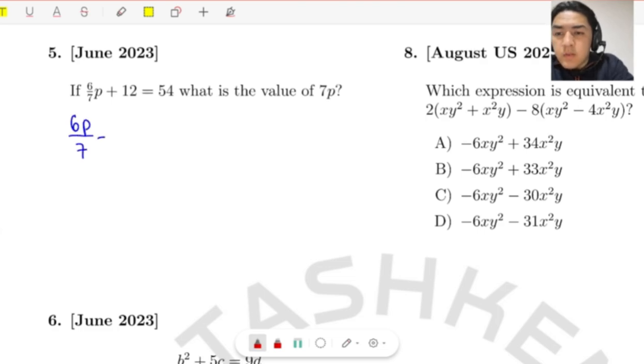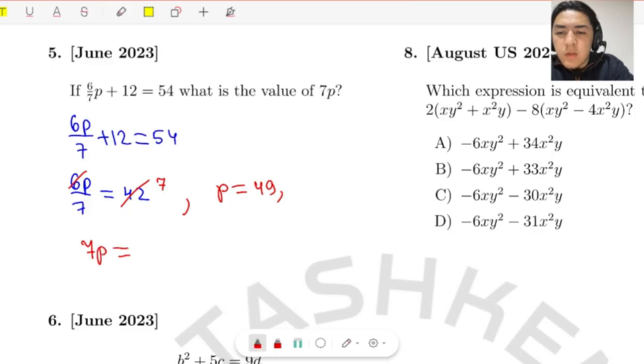6p over 7 plus 12 is 54. Let's find p, guys. 6p over 7 is 42. And I can cancel 42 with this, and I'll be left with 7. So p will be 49. And the stuff that is asked from us is 7p, or 7 multiplied by 49, and this is going to be 343. So the answer is 343.